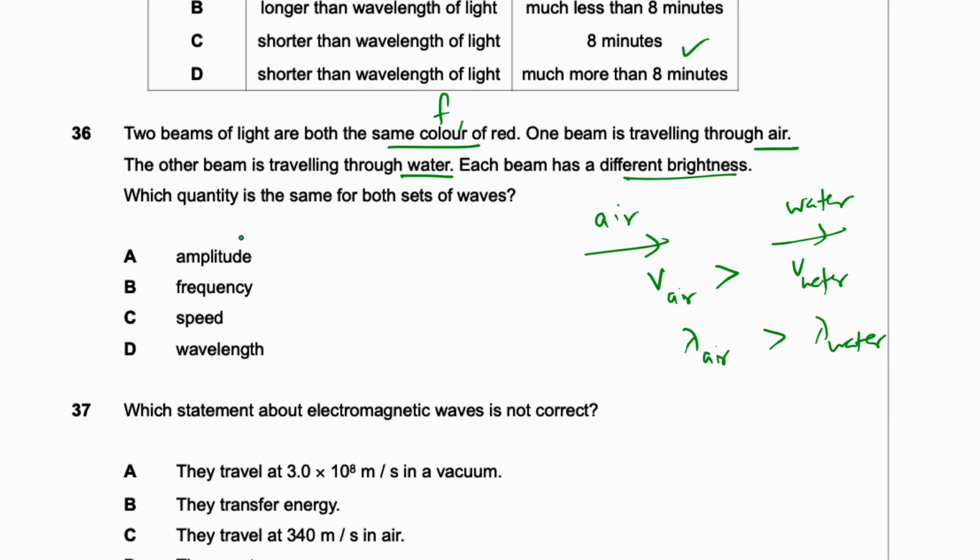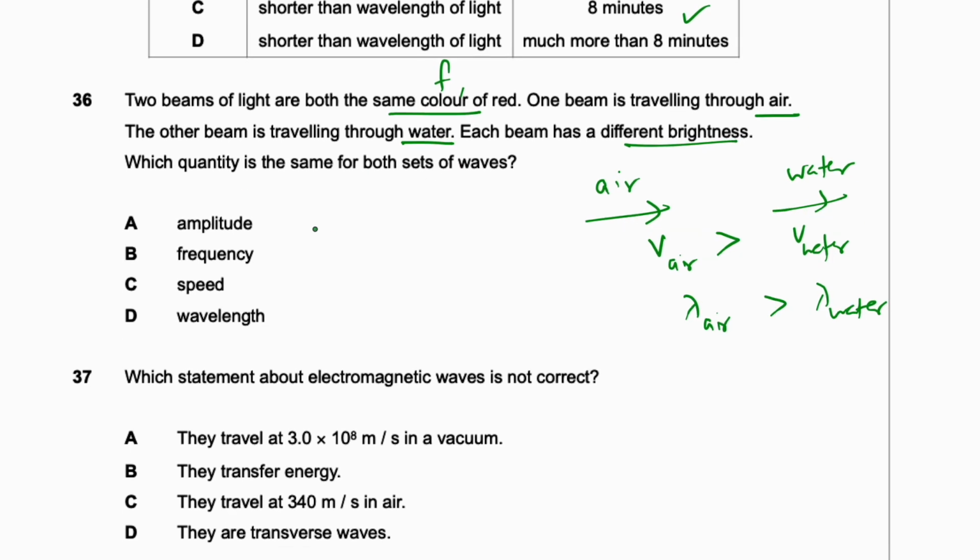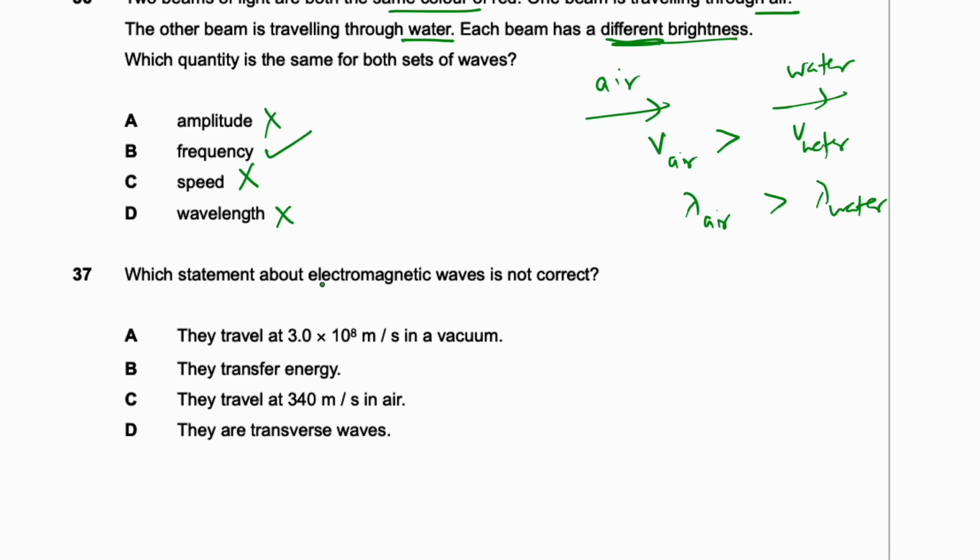Which quantity is the same for both sets of waves? Amplitude cannot be the same because it has different brightness. Frequency is the same. Speed cannot be the same because speed in air is greater than speed in water, and if speed is different and frequency is constant, then wavelength cannot be the same. Okay, which statement, answer is B.